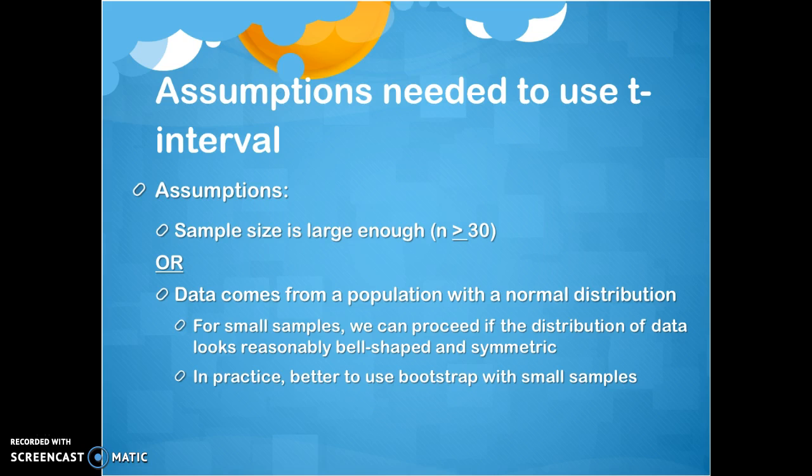And then we can go and use a t-interval. If the sample size is too small and there is some kind of skew to it, we use bootstrapping. Bootstrapping can do the job for us. But again, if it's a small sample, but it's nicely normally distributed for the most part, symmetric and bell-shaped, then we can go right ahead and use a t-distribution and use our formulas for calculating things here.